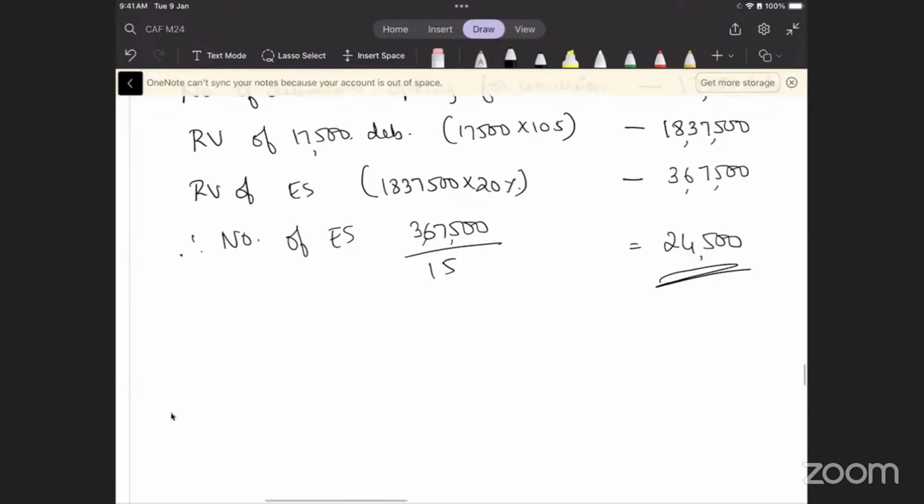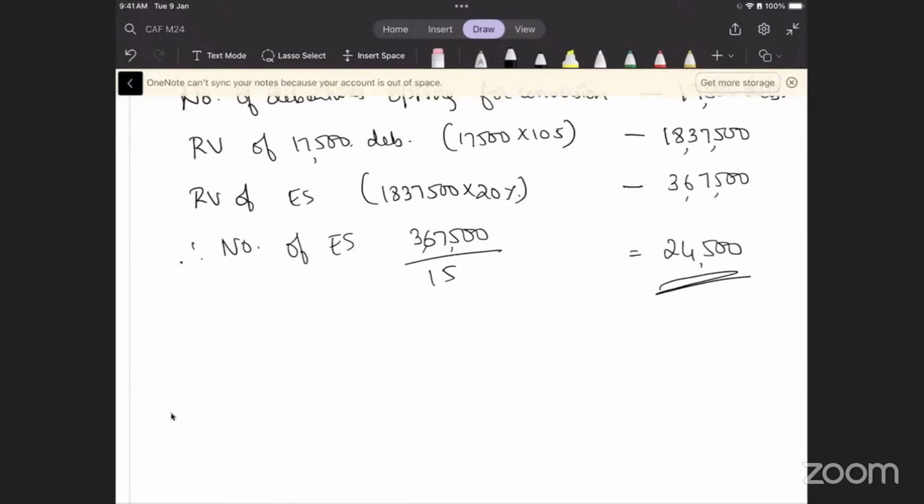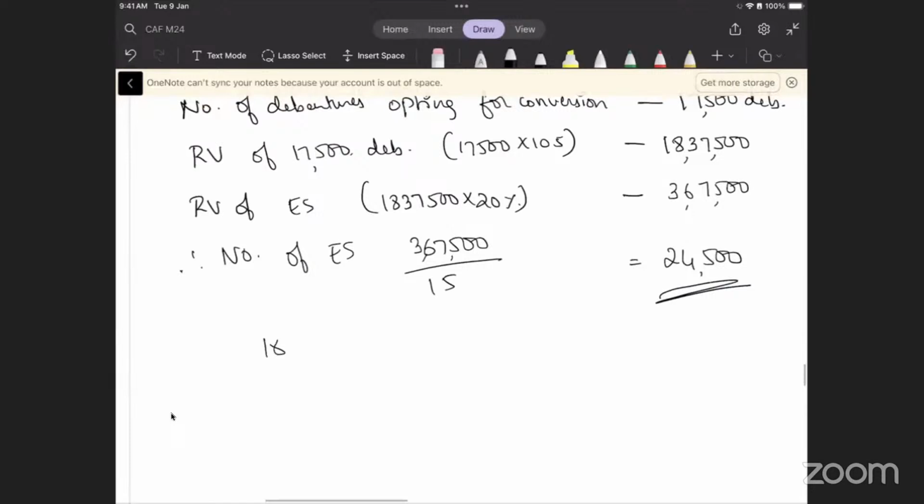Done. How much should we pay in cash? 18,37,500 into 80%. 20% is converted, the remainder is paid in cash. 14,70,000. Done.